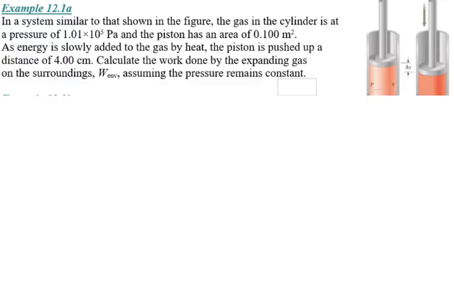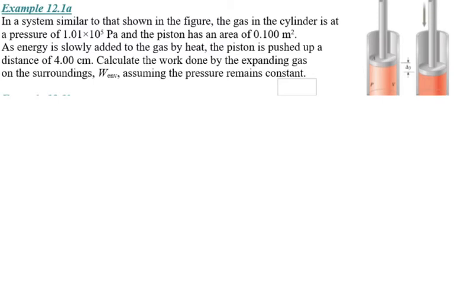So in this question, they say: in a system similar to that shown in the figure, the gas in the cylinder is at a pressure of 1 times 10^5 Pascal, or atmospheric pressure, and the piston has an area of 0.1 meter squared. As energy is slowly added to the gas by heat, the piston is pushed up a distance of 4 centimeters. Calculate the work done by the expanding gas on the surroundings. This is where the trick is. The work done by the gas on the surroundings, and the assumption is that the pressure remains constant.